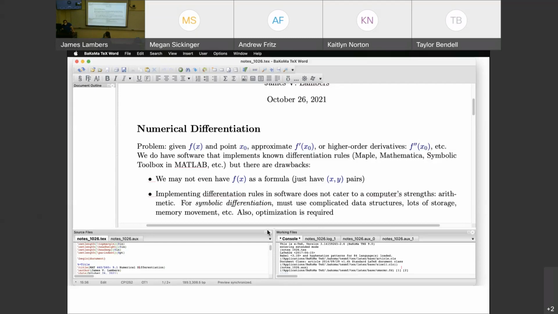The other thing is, do you even have f of x as a formula? There are a lot of cases where you don't have a formula for f of x. Maybe you just have a vector of values of f of x at selected points, and you need to try to approximate a derivative from that. So that's all you have. All those symbolic differentiation codes will not help you anyway.